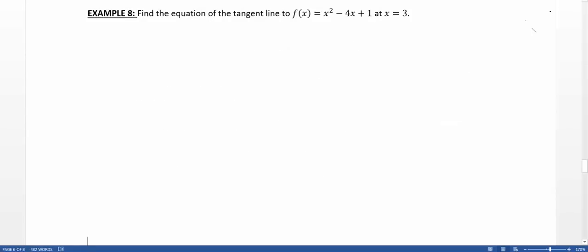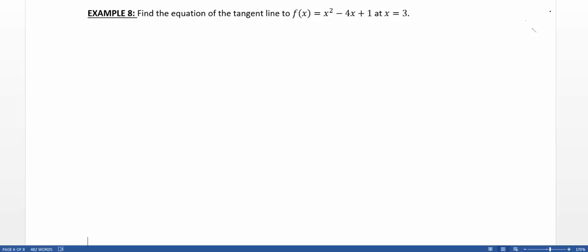Example 8. Find the equation of the tangent line to f of x equals x squared minus 4x plus 1 at x equals 3. So let's remember what our derivative tells us. The derivative is going to give us the slope of the tangent line at a point. So that's part of what we need to find the equation of the tangent line. The other thing that you need to get the equation of a line, if you have a slope, is a point that's on that line.